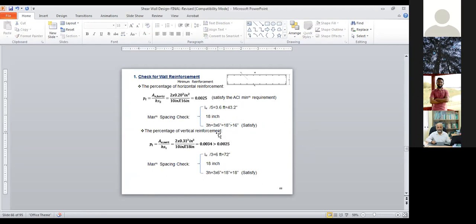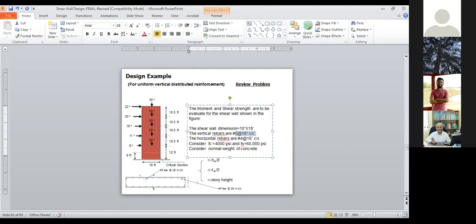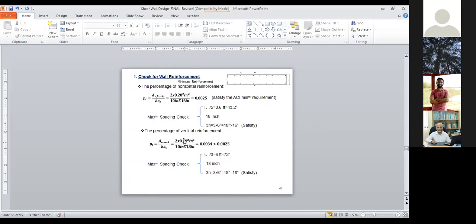Then you come to the vertical reinforcement. If you see here, number 5 bar at the rate of 18 in center to center. So number 5 bar means you have 0.31 square inches of reinforcement. You have 2 faces, here and here, both faces have reinforcement. So you multiply by 2 times 0.31, then divide by the spacing times your depth, that is 10, the thickness h of the section, and 18 is center to center. You are getting 0.0034, and that is also more than 0.0025.